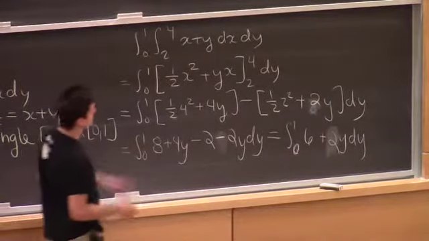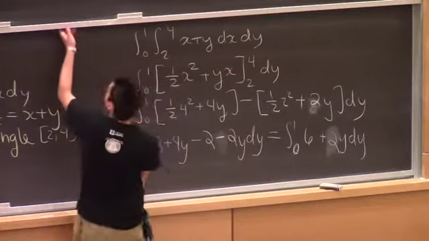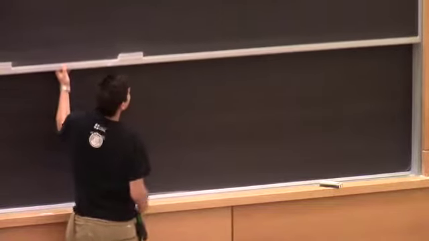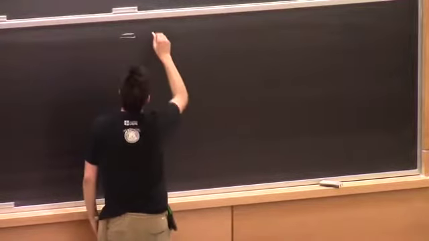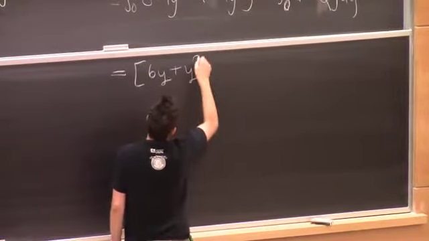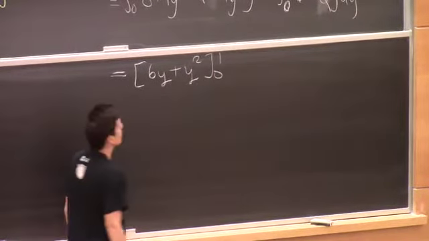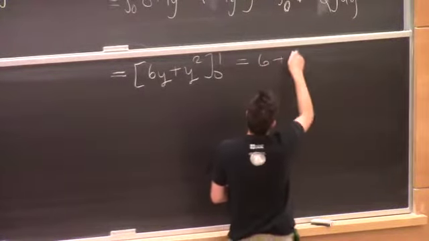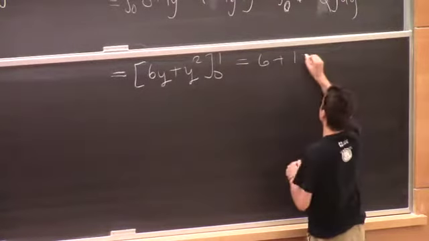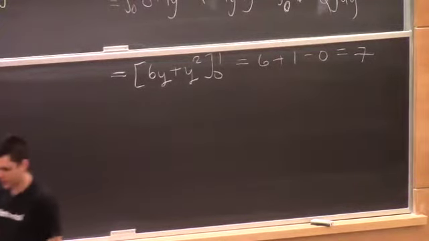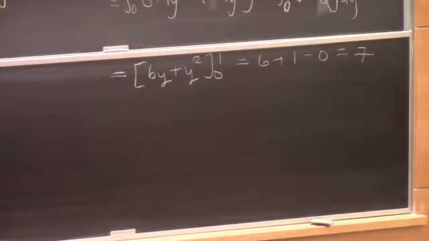Okay, so we continue on with this guy. Now we go between 0 and 1. Plugging in our upper bound, we get 6 plus 1. Plugging in our lower bound, we get 0. So our total answer should be 7. Okay, the area under that object should be 7.